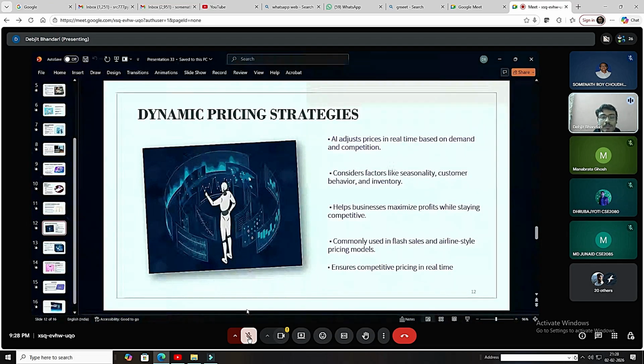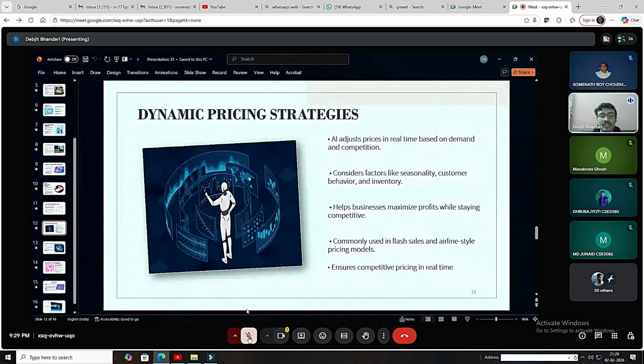Now is dynamic pricing strategies. Dynamic pricing is another important application of artificial intelligence. AI adjusts prices in real time by analyzing factors such as customer demand, competitor pricing, seasonality, and inventory levels. This allows businesses to respond quickly to market changes. By using AI-driven strategies, companies can maximize profits while still remaining competitive.